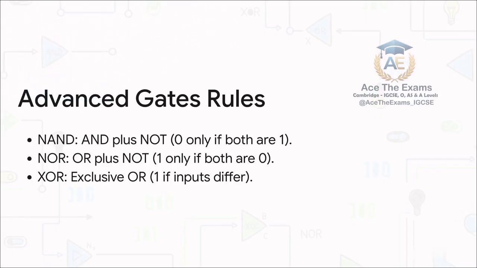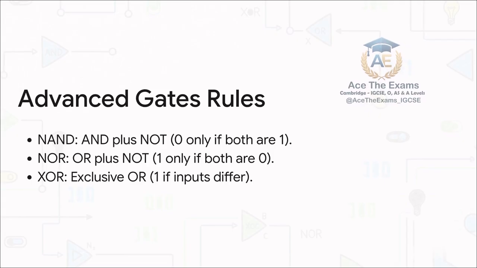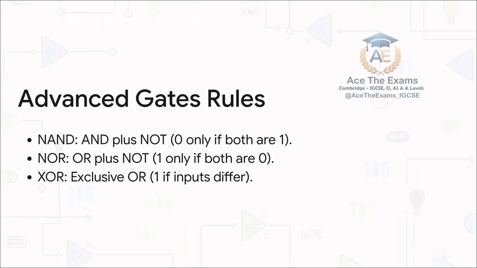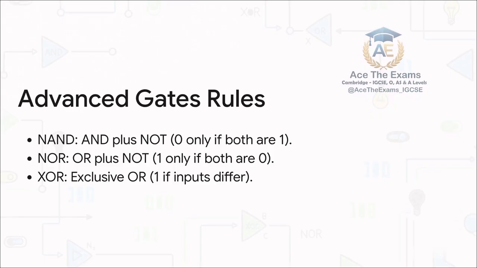And finally, just to recap our tricky friend from earlier, the XOR, or exclusive OR gate, outputs a 1 exclusively when the two inputs are completely different from each other, like a 1 and a 0 or a 0 and a 1.